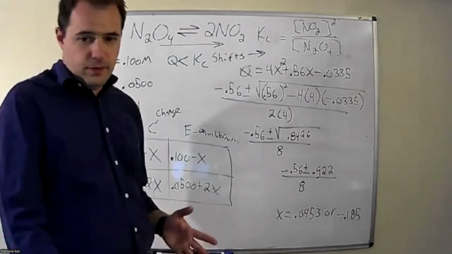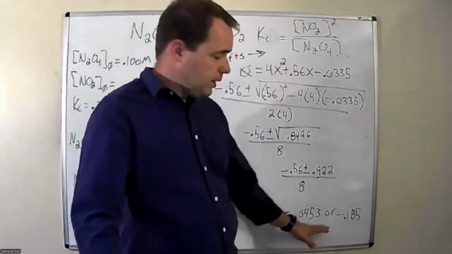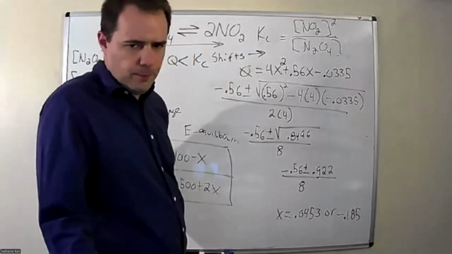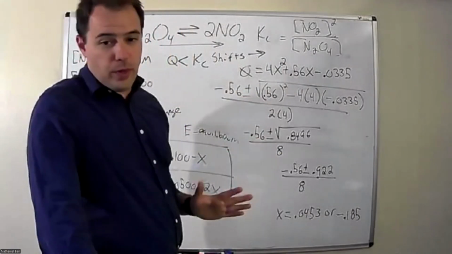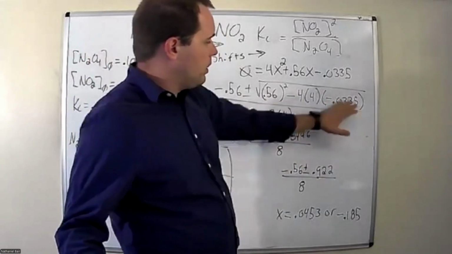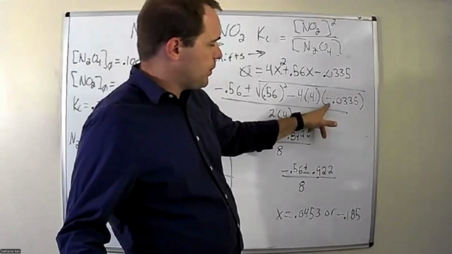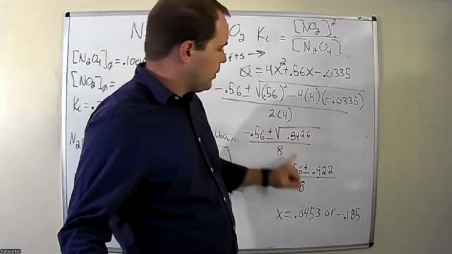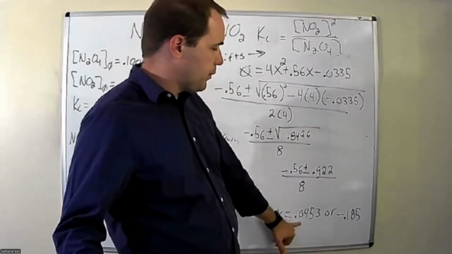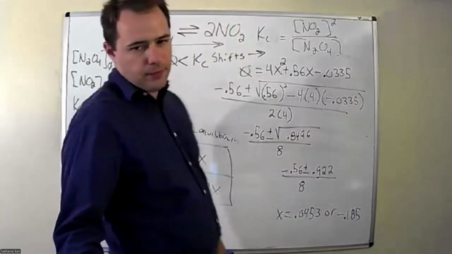If you did it correctly, you should get x equals positive 0.0453 or negative 0.185. I tried to break it down as simply as possible. I like to get what's under the radical first, so that's 0.56 squared minus 4 times 4 times negative 0.0335. That's 0.8496. Then we take the square root of that. That's 0.922. So negative 0.56 plus 0.922 divided by 8, that's positive 0.0453. And negative 0.56 minus 0.922 divided by 8, that's negative 0.185.